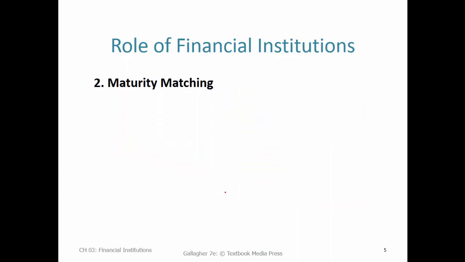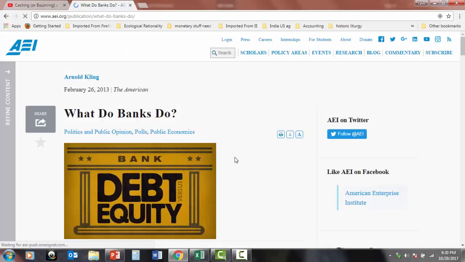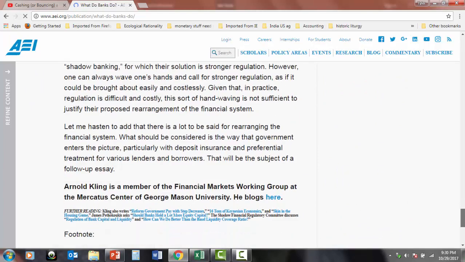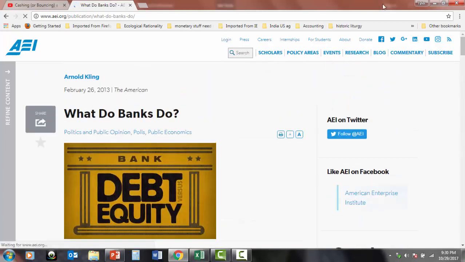Next up, maturity matching. To understand this role, I'm going to cite an economist who writes very clearly about this, Arnold Kling, in an article he wrote for the American Enterprise Institute called What Do Banks Do? I'm going to post a link to this article for your reading. It's short and very useful. It's very insightful about the operation of banks and other kinds of financial institutions.